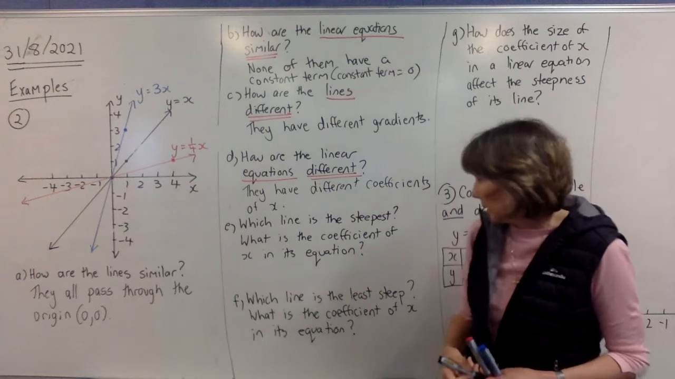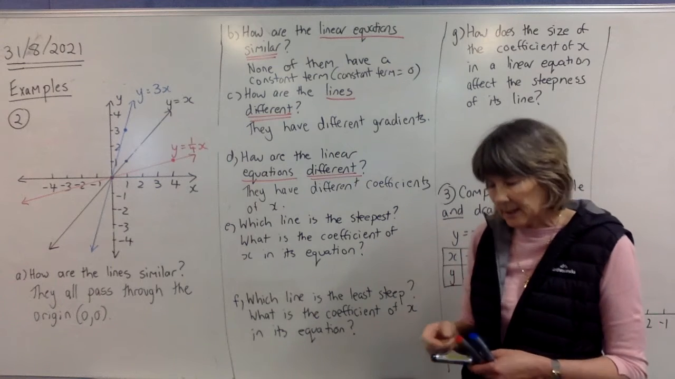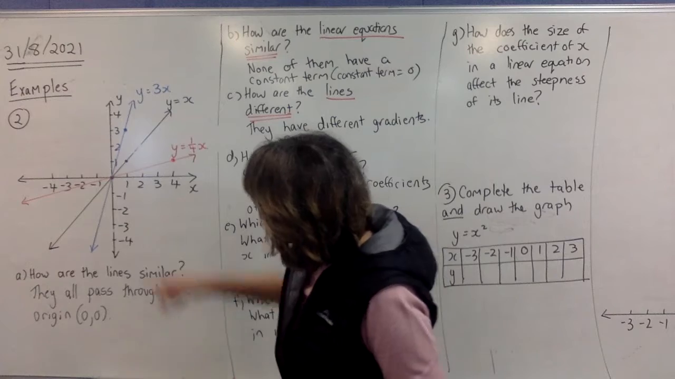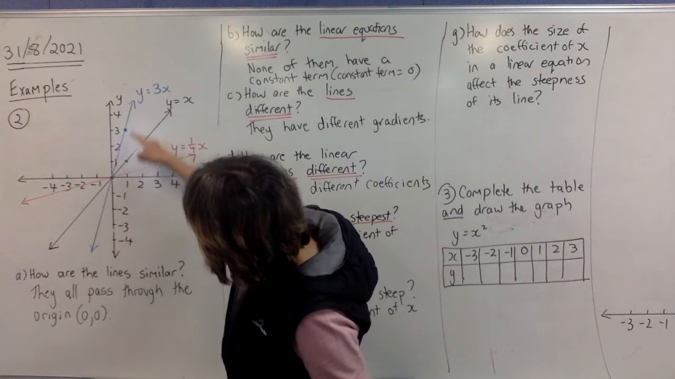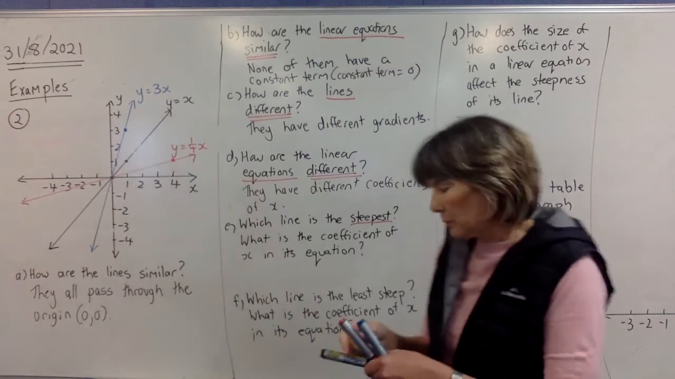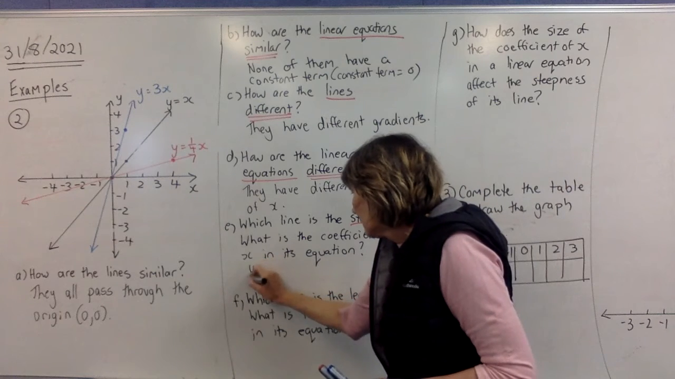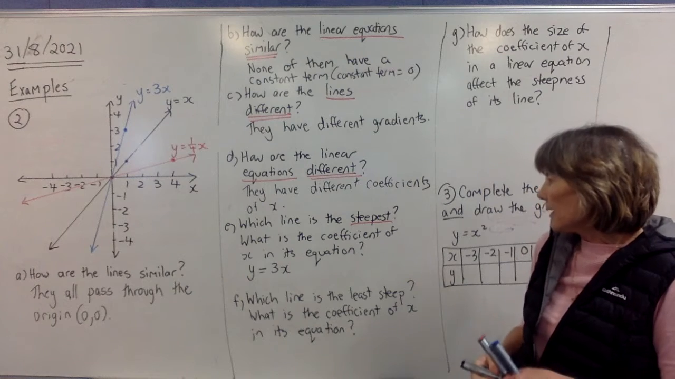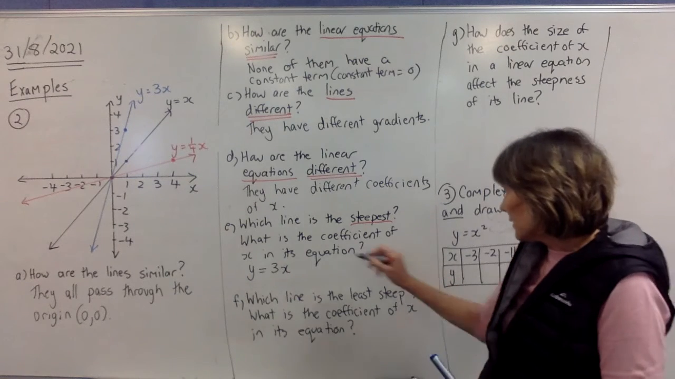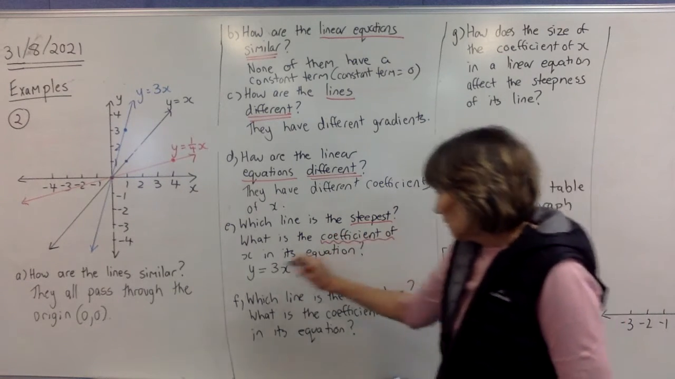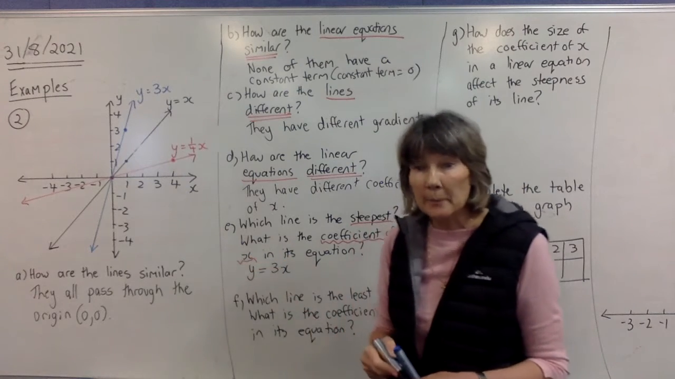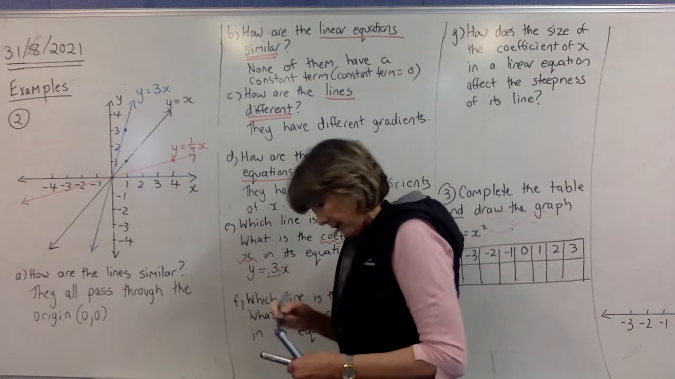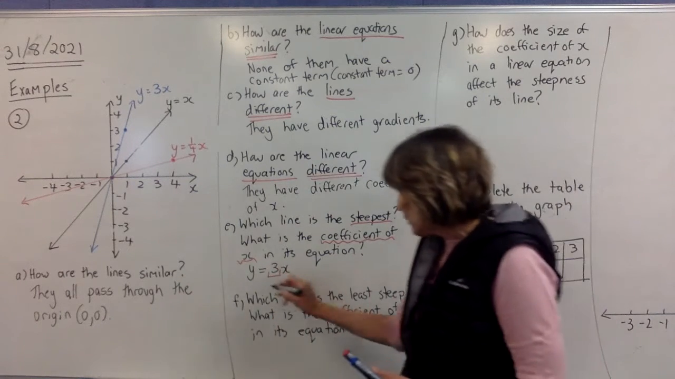Okay, now let's look at the next one. Which line is the steepest? Okay, which one looks the steepest? It's that one, isn't it? That's the steepest, so it's y equals 3x. But they've got another question here. It also says, what is the coefficient of x in this equation? Coefficient of x is the number in front of x. The number in front of x is 3. So we write the coefficient of x is 3.